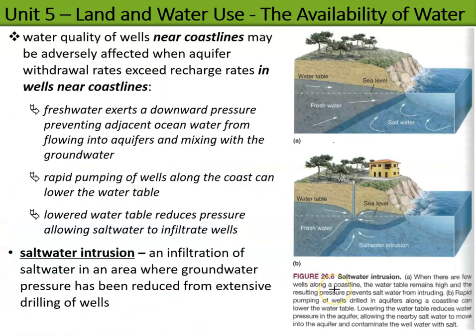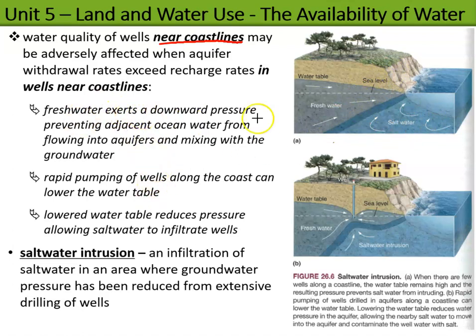Okay, so now we'll take a look at what can happen when you have wells near coastlines. Sometimes if you are lowering the water table because you're rapidly withdrawing water and you are living near the ocean, this can cause some problems with the salt water that is a natural part of the ocean ecosystem. So the water quality of wells near coastlines can be adversely affected when the aquifer withdrawal rates exceed the recharge rates in these wells.